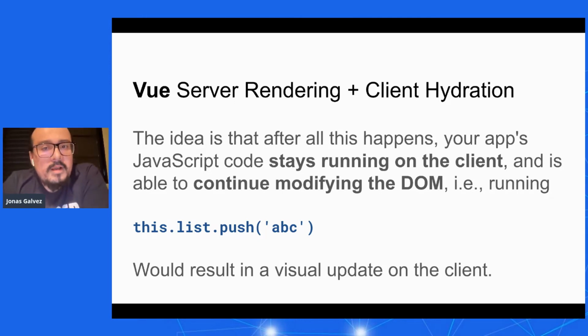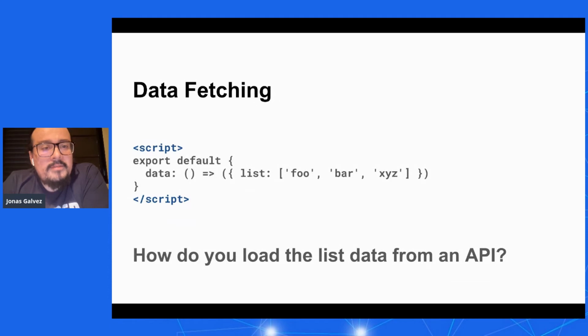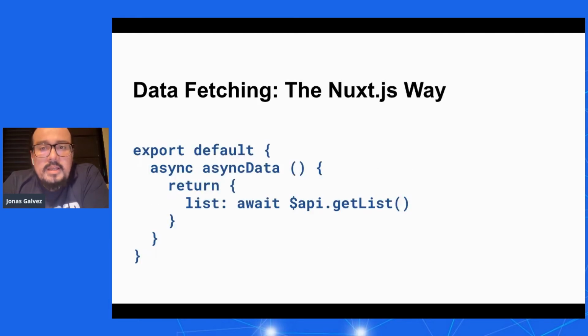So moving on, let's talk about data fetching now. How do you load the list data from an API? There are multiple ways this has been addressed in the context of Vue and React and server-side rendering. There is the classic Nuxt.js way, where for every Vue component you have an asyncData method that is called asynchronously and retrieves the data needed to render the component.